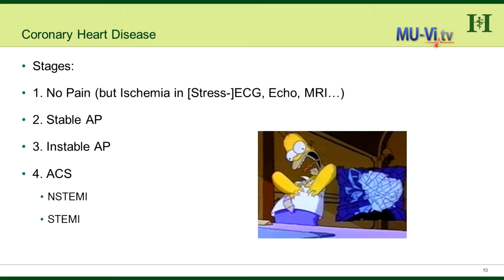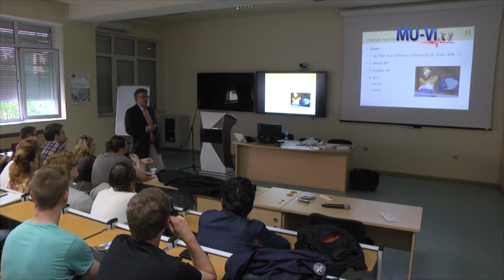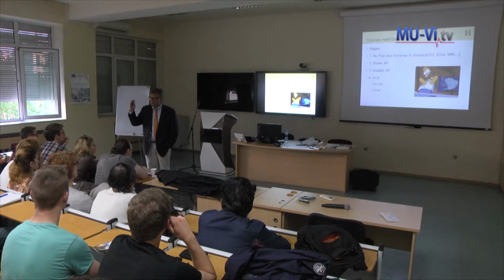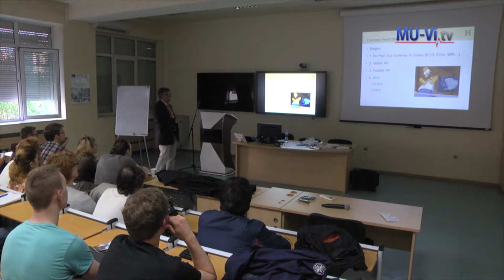So there are some stages of coronary heart disease. The first one is you have no pain, but we see an ischemia in ECG or stress ECG or echo or something. The next one is what we call a stable AP, stable angina. You get angina always when you are doing something, climbing stairs, going up a hill or something. If you do that, you always get angina, then it's called stable.